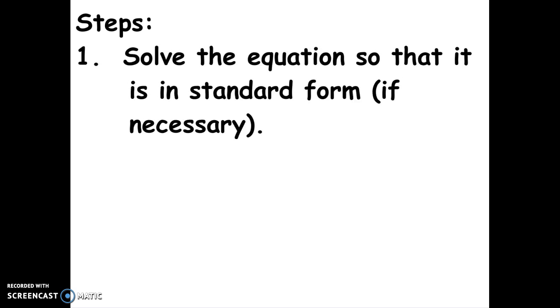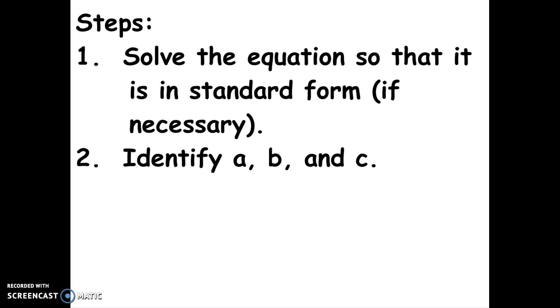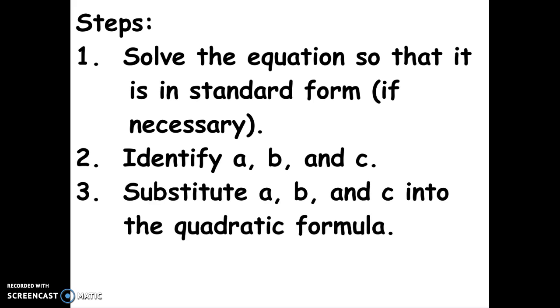The first thing that you would like to do is to make sure that the equation is in standard form. So you may have to rearrange some things to make sure that it looks like ax squared plus bx plus c. Then you're going to identify your a, b, and c. Then you're going to substitute those values into the quadratic formula. And then finally, you're going to just simplify. By simplify, I mean you're going to solve, okay?